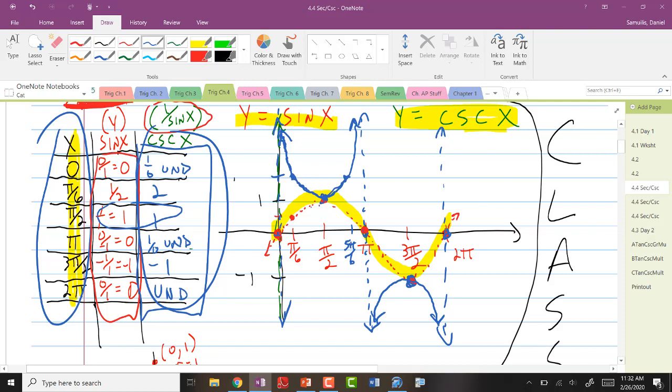And then what's the flip of small? Everyone say it. What's the flip of small? Large. That's why I did pi over 6 comma half. The flip of a half is 2. So that's why cosecant's graph behaves like this. And then the ends behave towards the asymptotes.